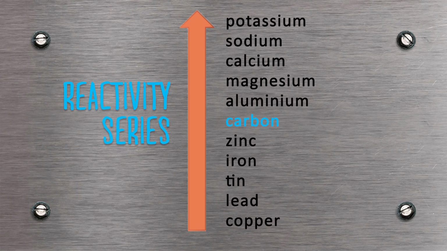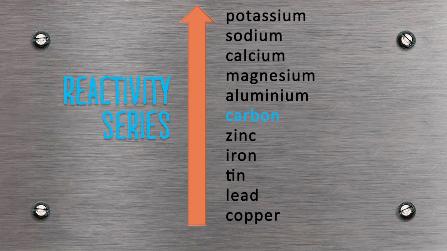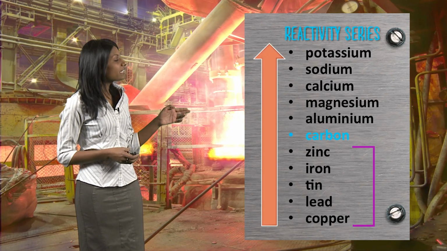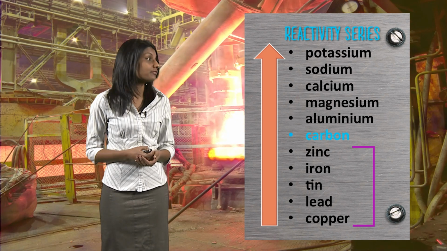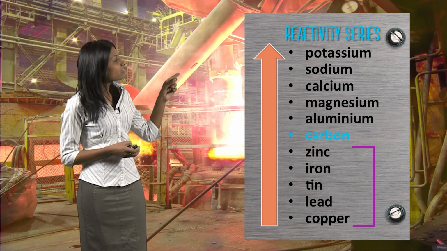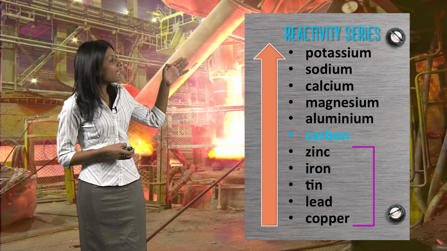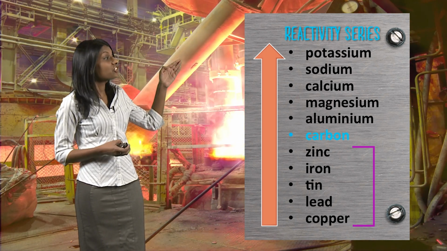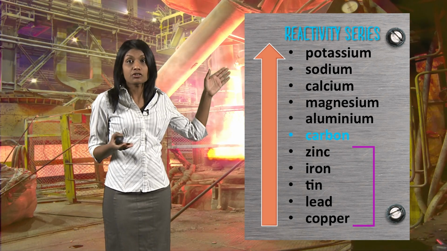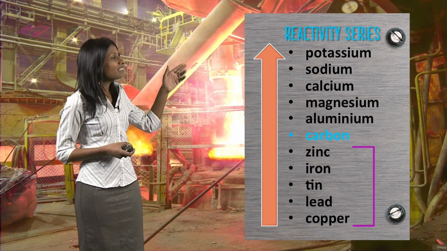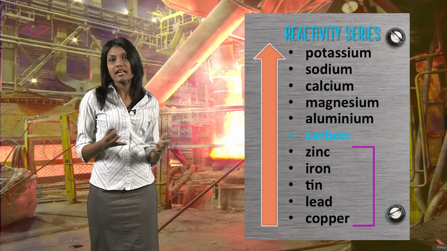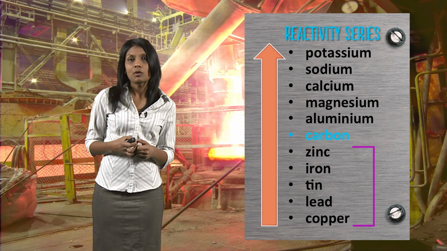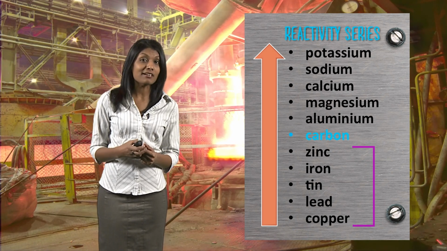Carbon is included in the reactivity series even though it isn't a metal. And this is because metals below carbon in the series can be extracted using carbon itself. You can see that metals zinc, iron, lead and copper are below carbon, and this means they can be extracted cheaply by the reduction of their ores with carbon. Because the metal has lost its oxygen, we can say it has been reduced. Because the carbon has gained oxygen, we can say that it has been oxidised.